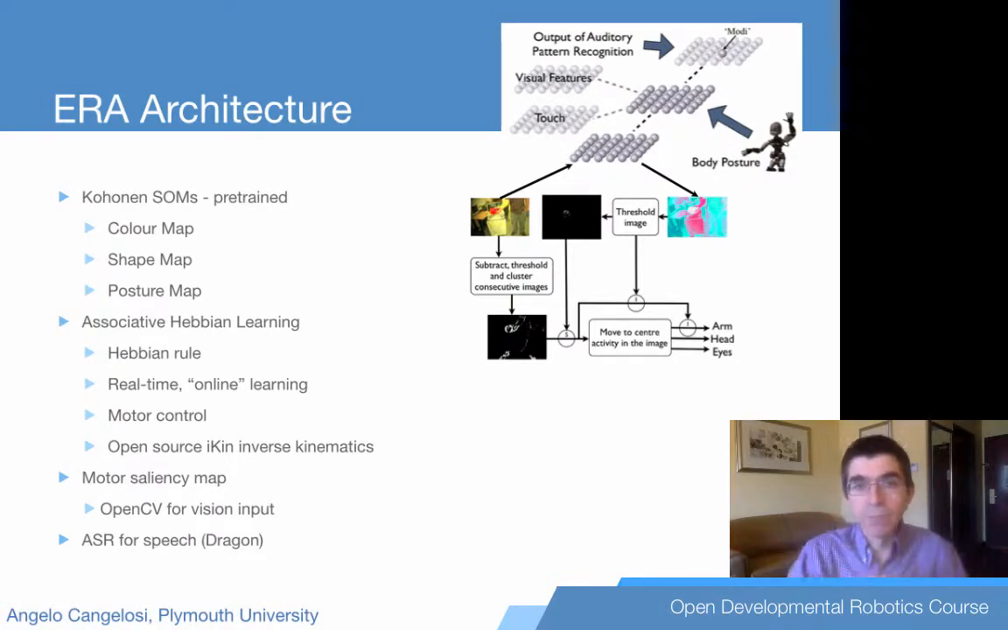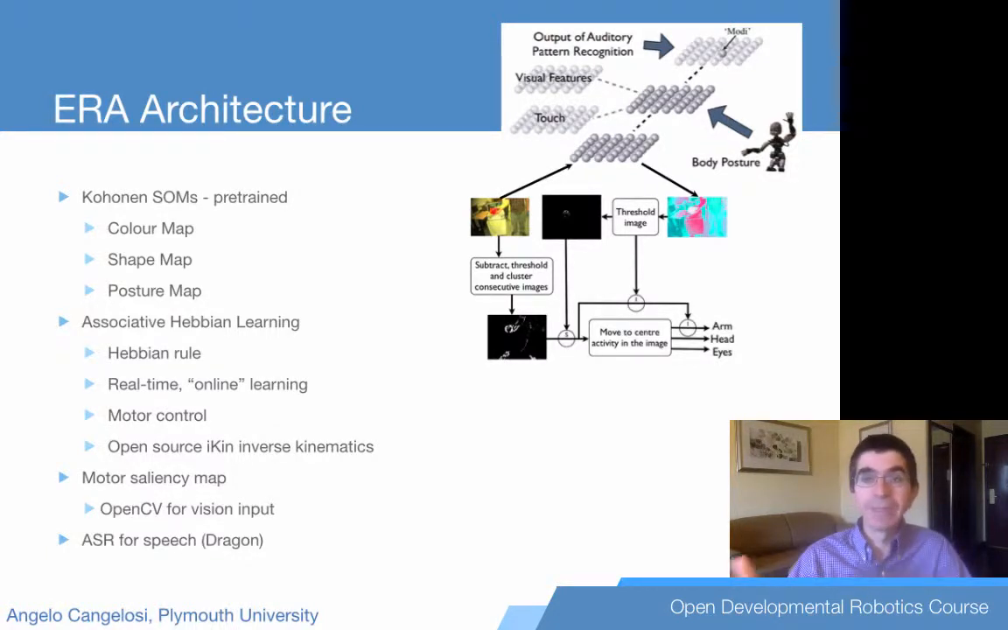So all the units between maps are connected by Hebbian learning, and these Hebbian learning weights are learned online, which is during the physical interaction between the experimenter, Tony, and the robot, of course. We also use some inverse kinematic open source software routines available as part of the iCub project to control the robot behavior. We also use a saliency map related to motion, because the child will first look at things that move, and then gradually look at other aspects of the interaction, for example, speech.